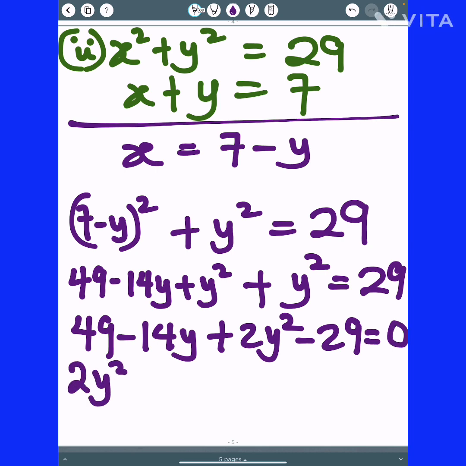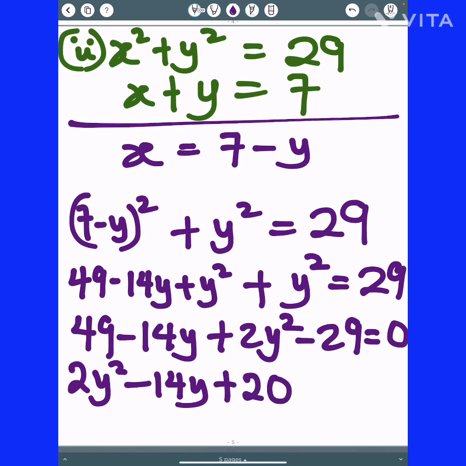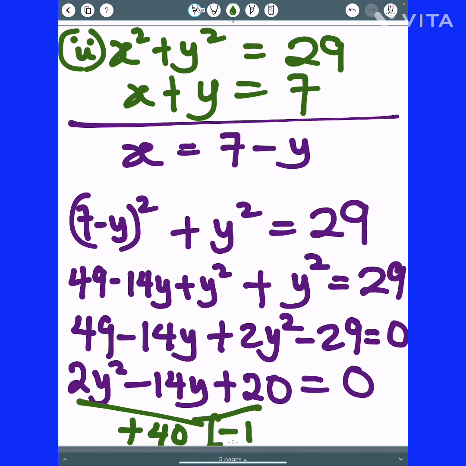So 2y squared minus 14y. Here, I'm supposed to add 49 to minus 29. What's 49 minus 29? That's 20. So 2y squared minus 14y plus 20 is 0. Let's solve that. Let's pick factors. This is plus 2 times plus 20, that gives you plus 40. Two numbers that add to give minus 14 and multiply to give plus 40 are minus 10 and plus 4.